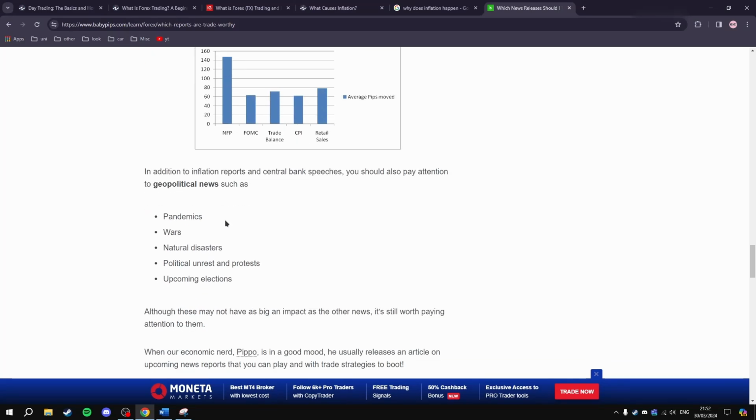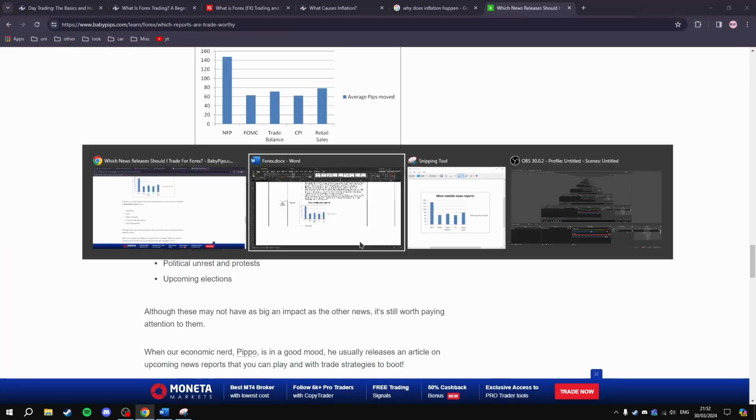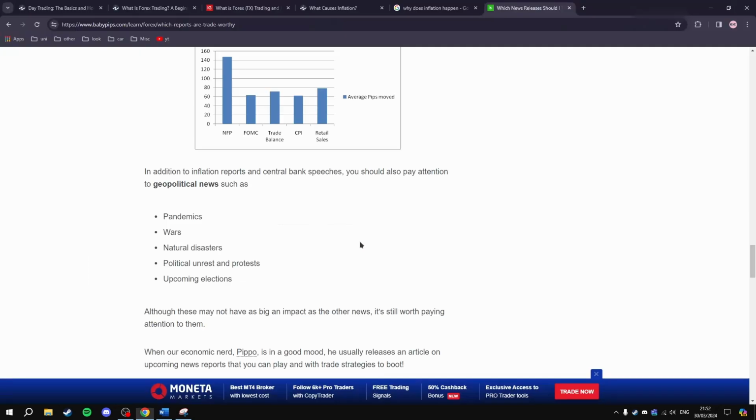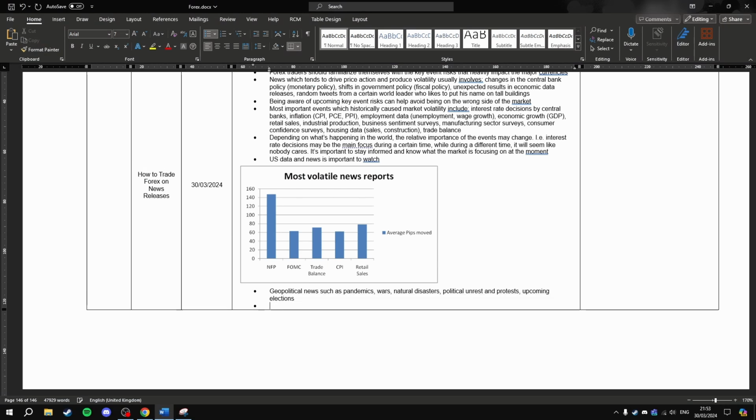So in addition to inflation reports and central bank speeches, geopolitical news such as pandemics, wars, natural disasters, political unrest and protests, upcoming elections. Pay attention to.